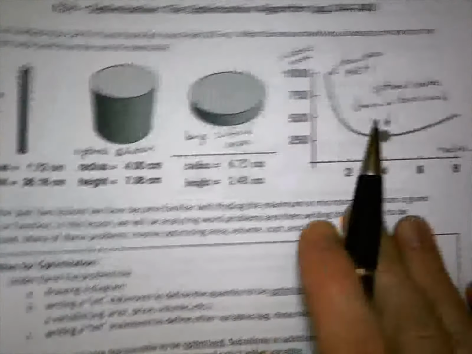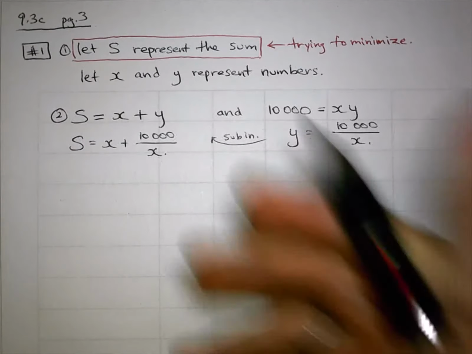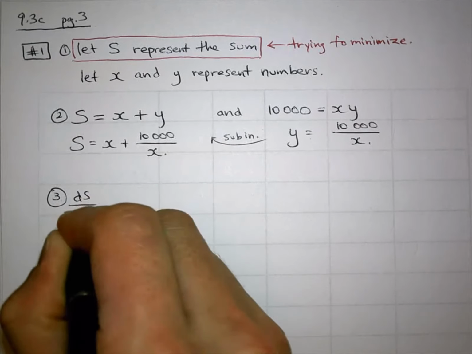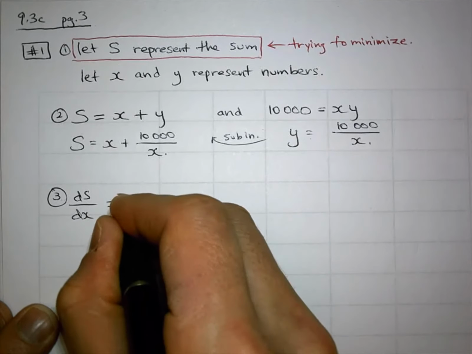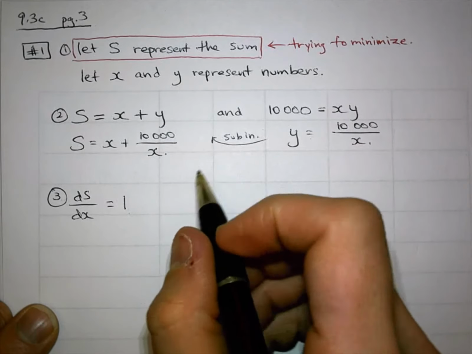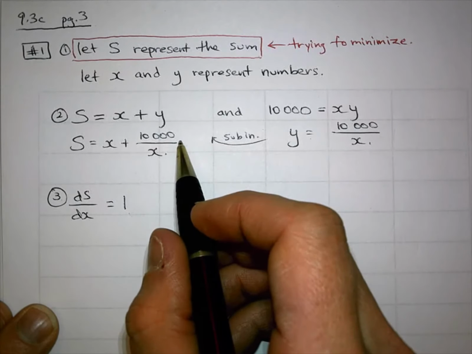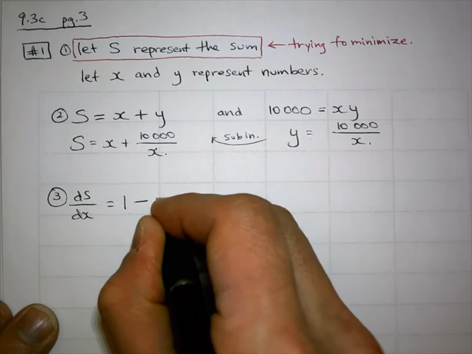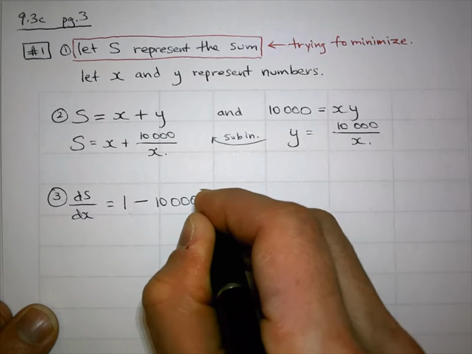We're trying to now take our function and find this minimum or maximum point, which is where the tangent line is 0. So let me take the derivative. This is going to be ds dx, or however you want to write the derivative out. What's the derivative of x? It's 1. What's the derivative of this thing here? Well, this would be x to the minus 1. So if you can imagine, the minus 1 comes down. So this is minus 10,000 x to the negative 2.